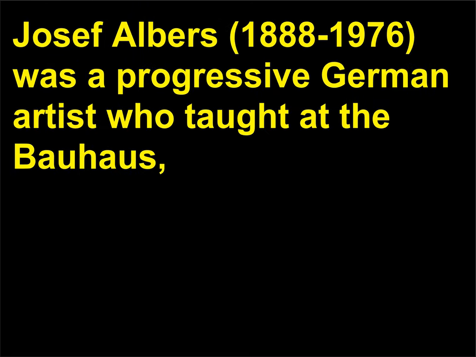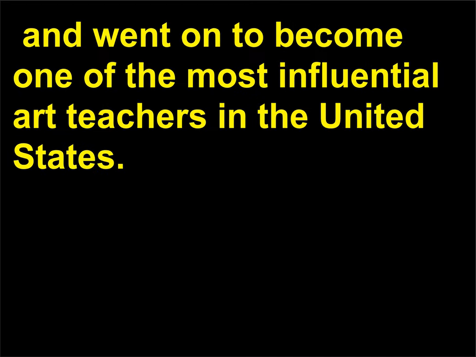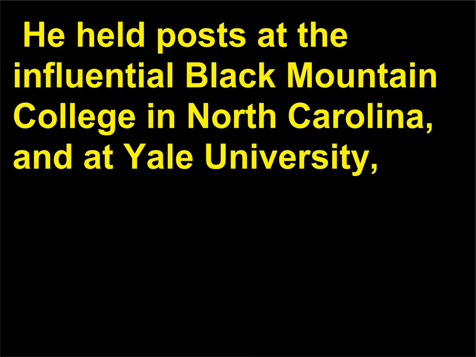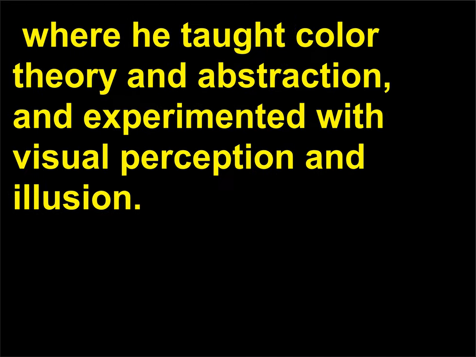Joseph Albers, 1888-1976, was a progressive German artist who taught at the Bauhaus and went on to become one of the most influential art teachers in the United States. He held posts at the influential Black Mountain College in North Carolina, and at Yale University, where he taught color theory and abstraction, and experimented with visual perception and illusion.